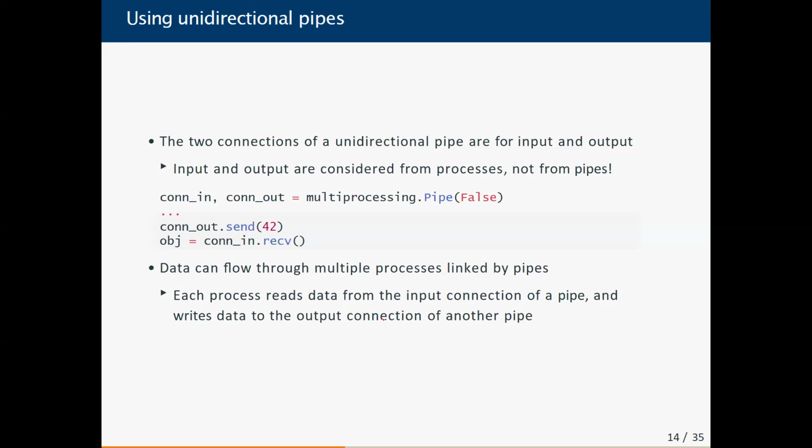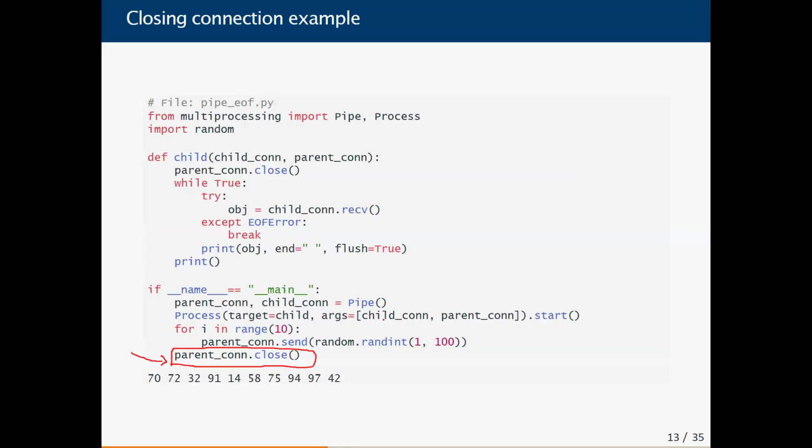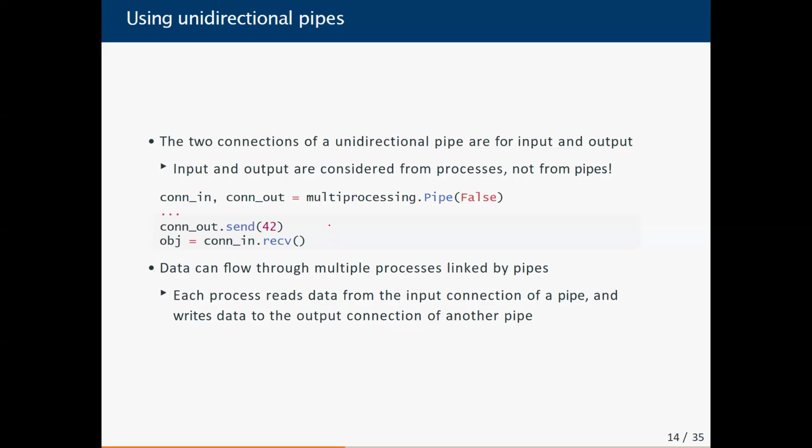Then let's talk about some more complicated things. Unidirectional pipes. In the previous example, the pipe is bidirectional, so there is not a lot to define. You can send messages anyhow you want. And then if the pipe is unidirectional, you need to carefully design how the pipe is connected between the processes.